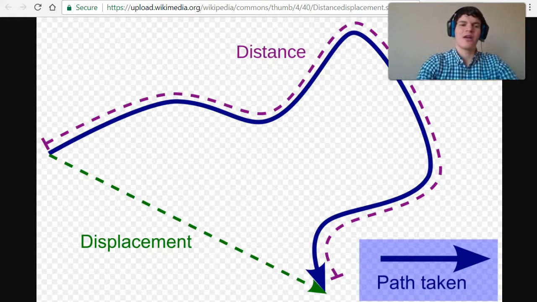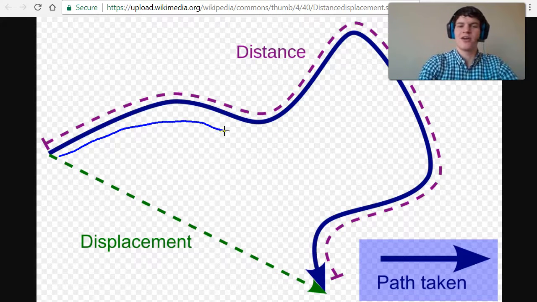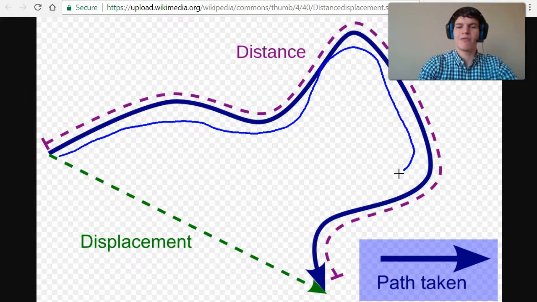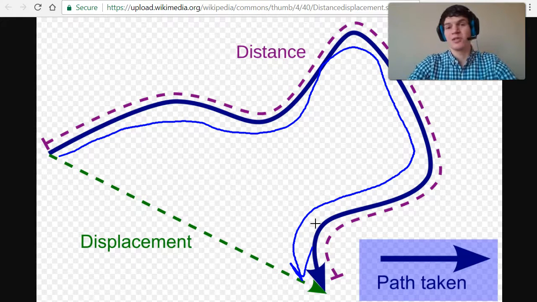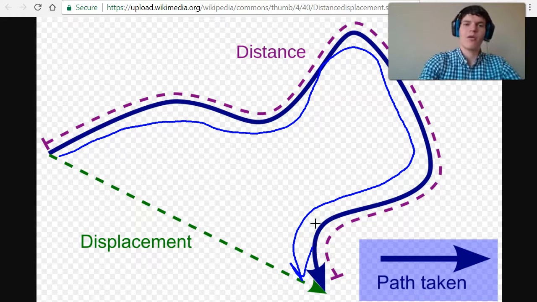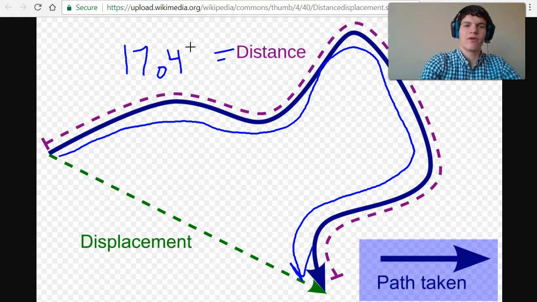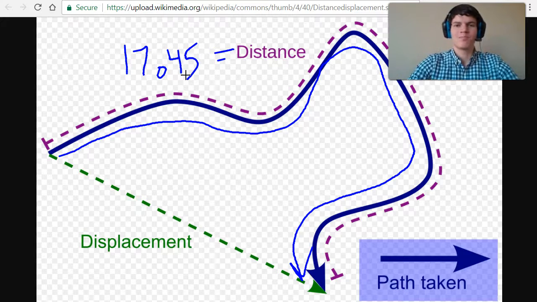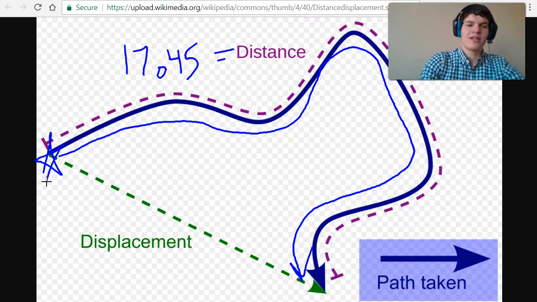And I'm sure he takes a lot of twists and turns along the way. So here he goes, traveling through like a mountain pass or driving around a hill or something. His path has a lot of twists and turns. And that's what we consider his distance, the total distance that he drove during that trip. And the problem told us that that distance for him was 17.45 miles.